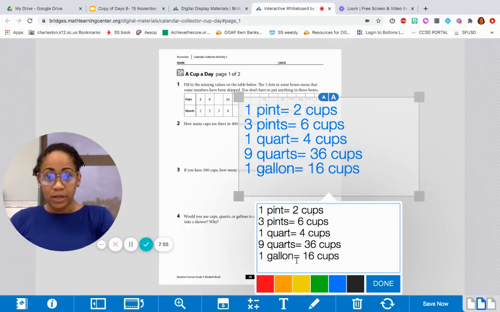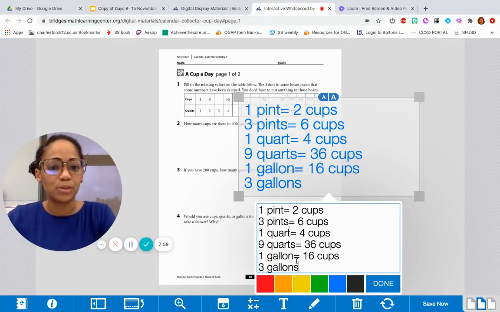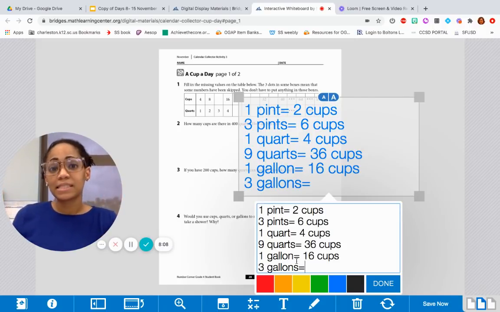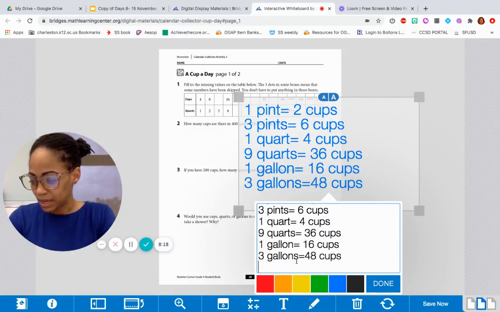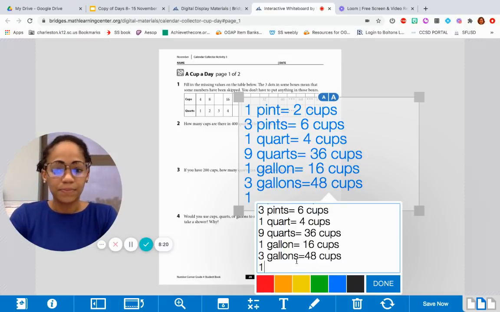Couple more, and then we're going to start working on our workbook page. How about 3 gallons then? You guys should be able to do that. 3 times 16. We can think 3 times 10 plus 3 times 6. 3 times 10 is 30. 3 times 6 is 18. 30 plus 18 would give me 48 cups. Yes.